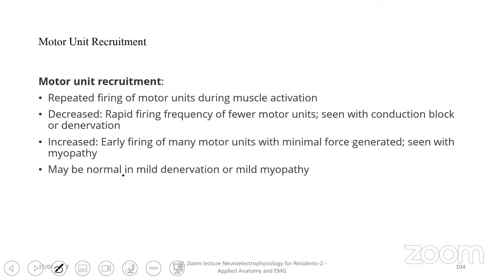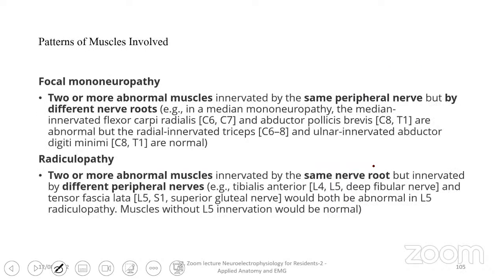Repeated firing of motor units during muscle contraction is recruitment. It is decreased, with rapid firing frequency of fewer motor units, seen with conduction blocks and denervation. It is increased, with many motor units firing with minimal force generated, in myopathy. It may be normal in mild denervation. So increased recruitment in myopathy is the important point which you have to remember.